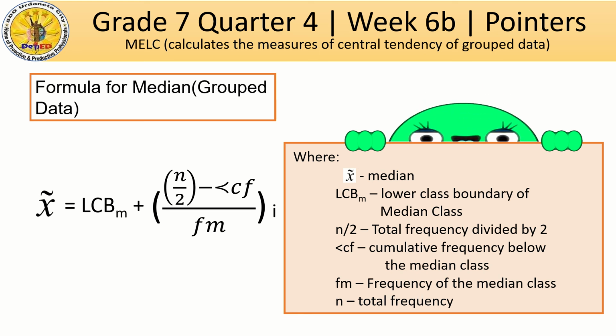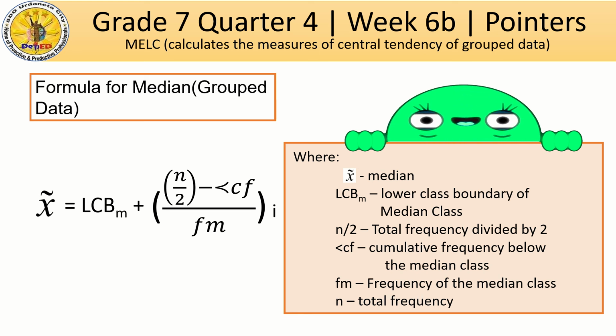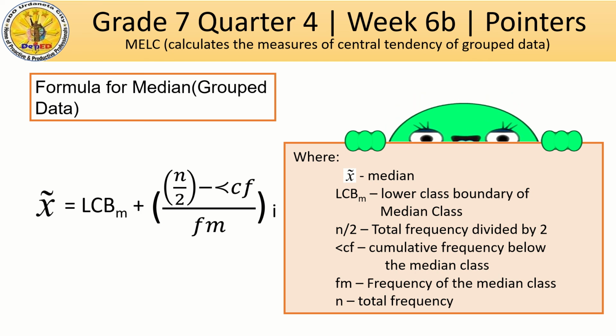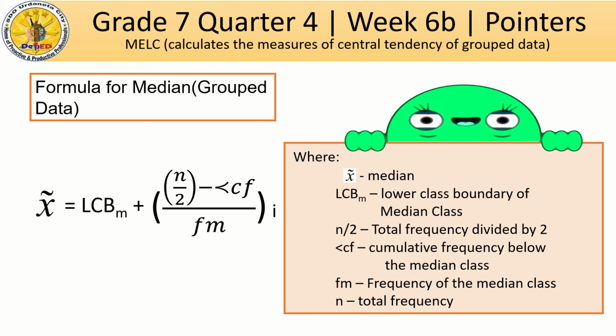LCB sub m means lower class boundary of median class. N over 2 means total frequency divided by 2. Less than CF means the cumulative frequency below the median class. FM is the frequency of the median class. Then lastly, N is the total frequency or also the total number of items.